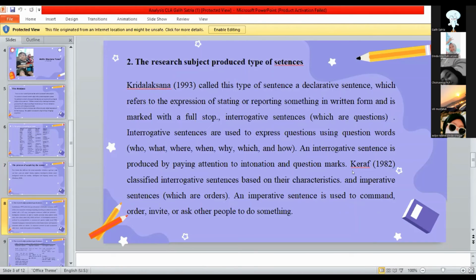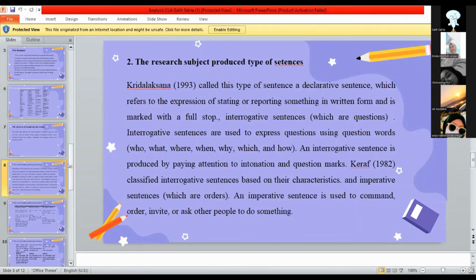Yeah, the next slide is about the research subject's produced types of sentence. According to Krida Laksana, there are declarative sentences, which refer to the expression of stating or reporting something in written form and are marked with a full stop. Interrogative sentences, which are questions, are used to express questions using question words: who, what, where, when, why, which, and how.